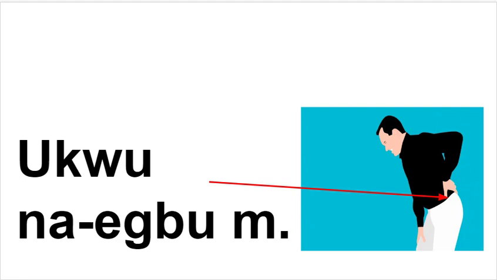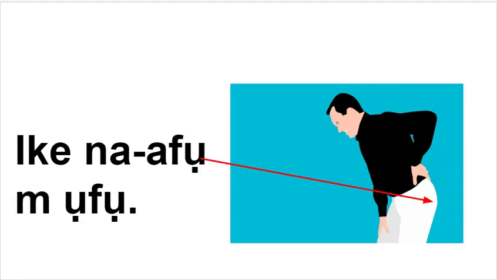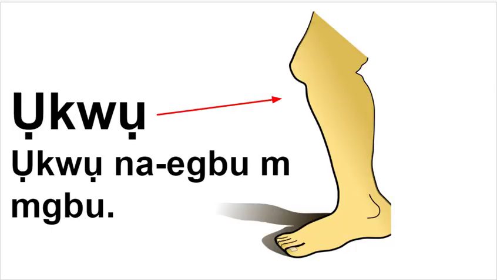Ukwu na-egbu m. When you're having waist pain, ukwu na-egbu m. And when your buttocks are having some pain or it's hurting, ike na-afụ m ụfụ. Ụkwụ na-egbu m, the whole leg, ụkwụ. Ụkwụ na-egbu m mgbu. This leg is aching. Ụkwụ na-egbu m mgbu.